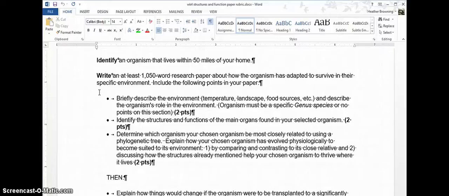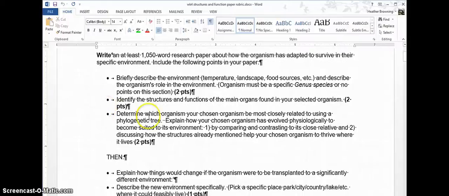And if you don't do that, if you just say fish instead of really specific, it's a 0 for this section. That's because to do the rest of this, it will really, really help if you have narrowed that down. Okay? Identify the structures and functions of main organs found in your selected organism. So you're going to think like big traits, what do they do, what makes it unique. If I was talking about an elephant, I'd be talking about the trunk. If I'm talking about fish, I might be talking about streamlining and the swim bladder.